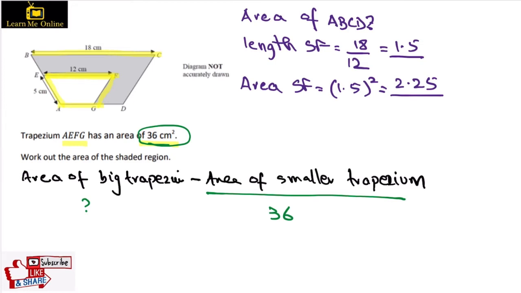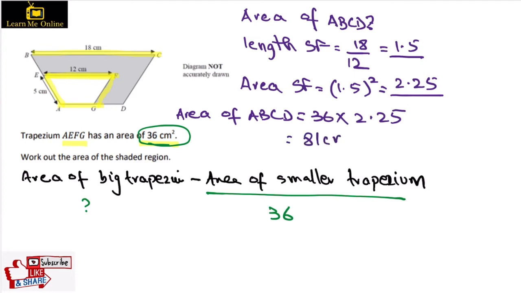So now we are finding the area of ABCD, which is the area of the small trapezium, 36, times the area scale factor, which is 2.25. To find it out, you're going to get 81 centimeters square.